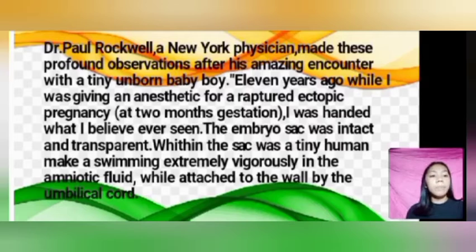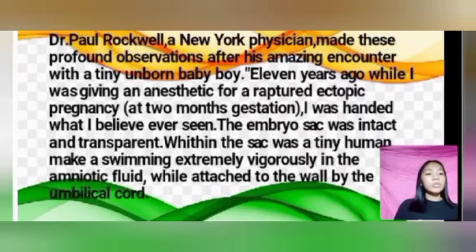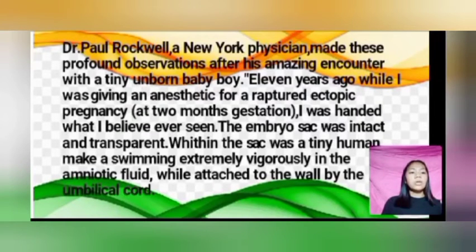Dr. Paul Rockwell, a New York physician, made this profound observation after his amazing encounter with a tiny unborn baby boy. He said, 11 years ago, while I was giving an anesthetic for a ruptured ectopic pregnancy at 2 months gestation, I was handed what I believe I had never seen. The embryo sac was intact and transparent. Within the sac was a tiny human male swimming extremely vigorously in the amniotic fluid, while attached to the wall by the umbilical cord.